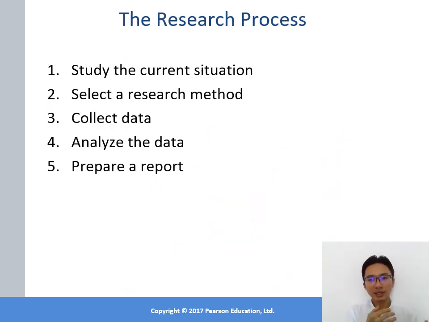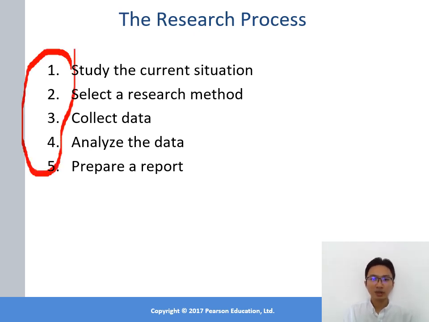Market research can be done at almost any point in the product life cycle. But normally, we conduct market research when we want to develop new products or maybe update any products. So in performing market research, there are 5 processes or 5 steps. Okay, these are the 5 steps that we're going to look at. The first one is study the current situation. Here, we check what is the need and what is being done to meet the need.